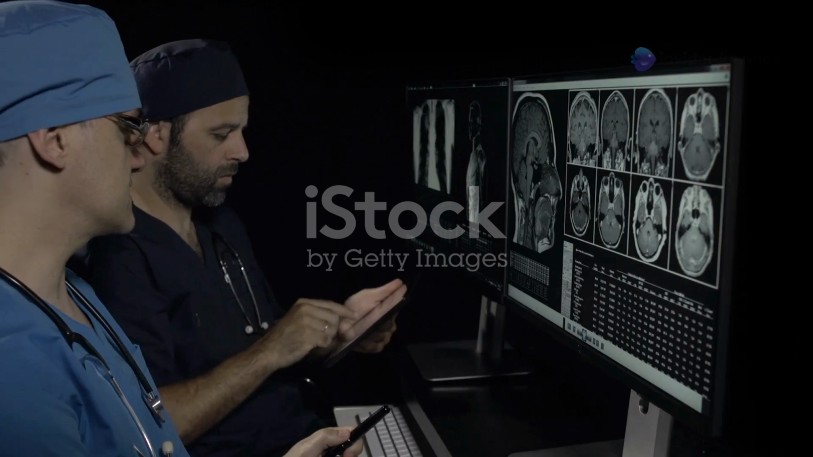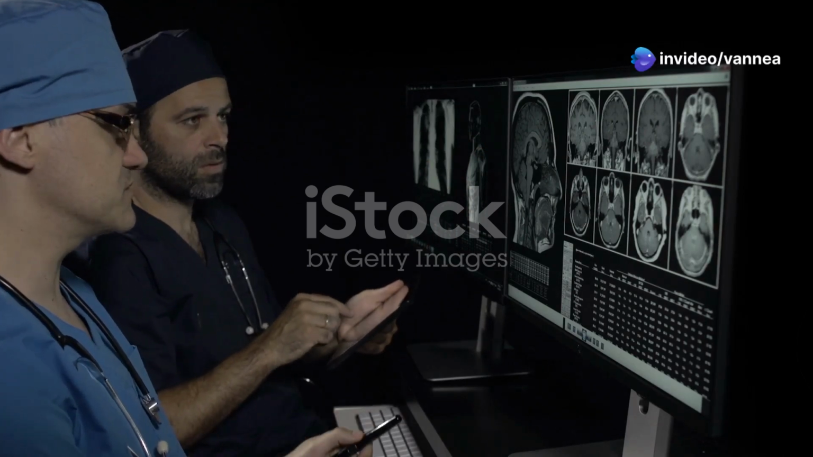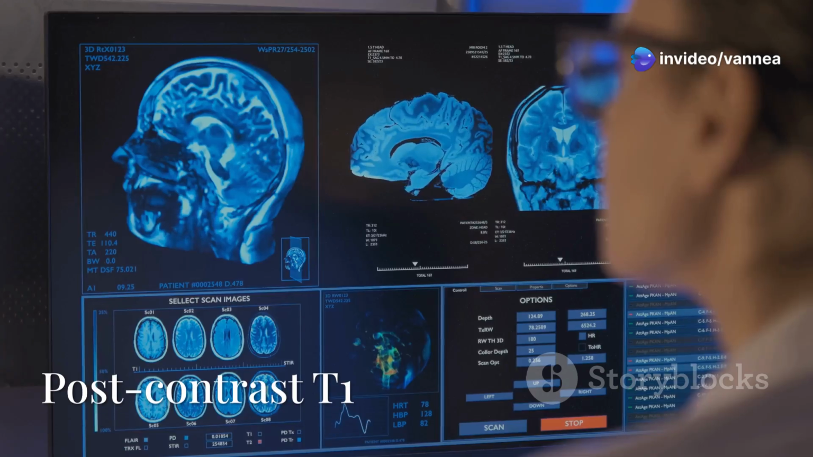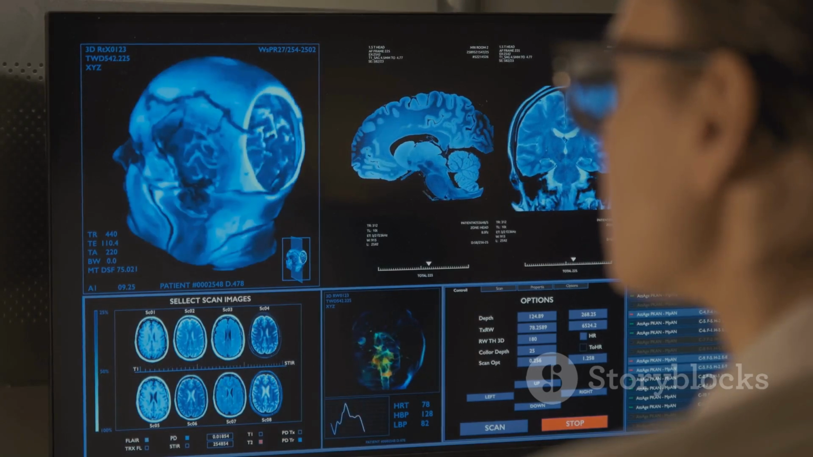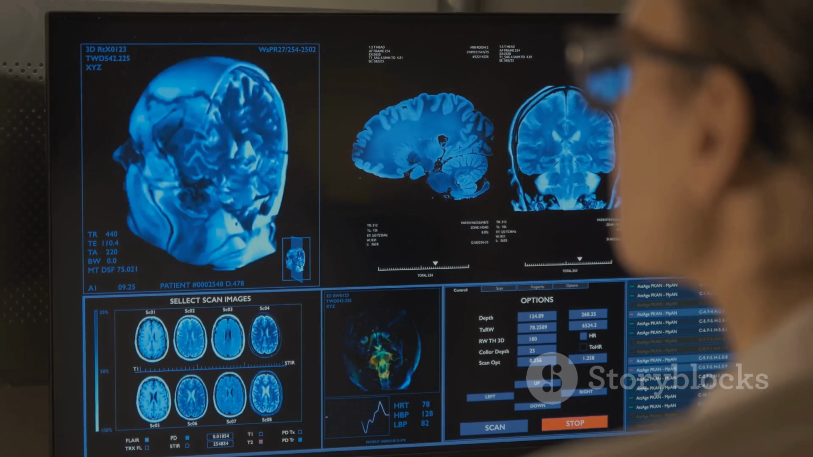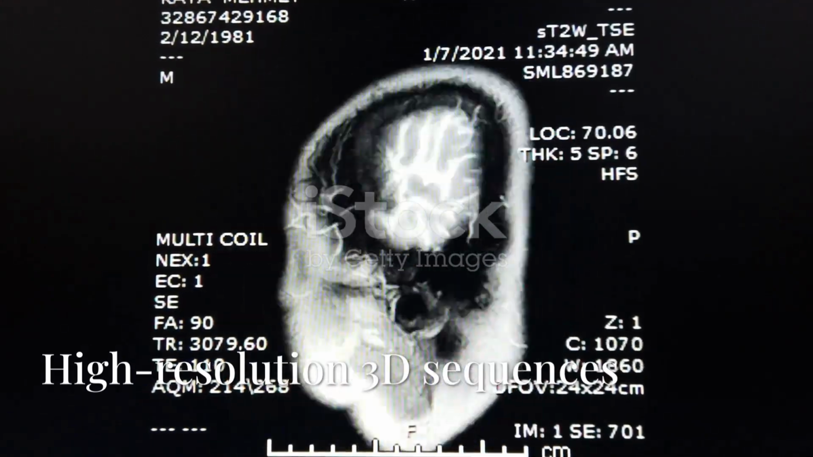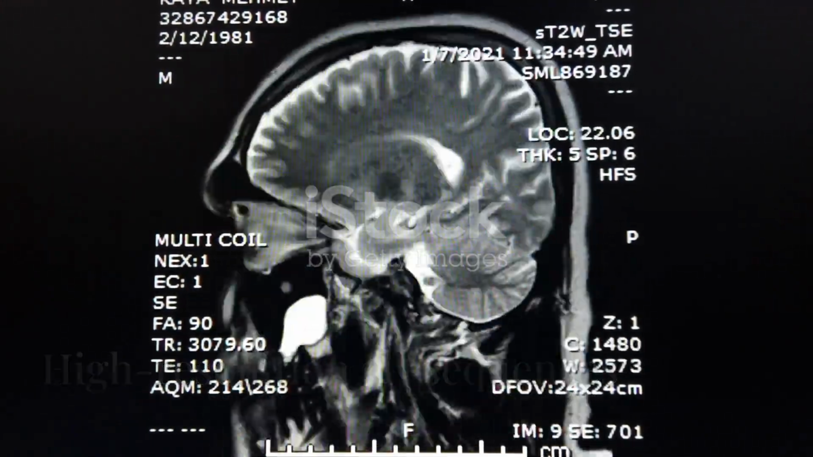DWI is the go-to sequence for identifying acute infarcts or infections. Post-contrast T1 is used to evaluate for enhancement in tumors, inflammation, or infections. High-resolution three-dimensional sequences, like CISS or FIESTA, are ideal for visualizing small structures such as cranial nerves.